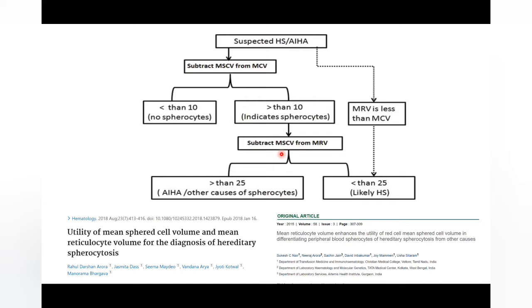Mean sphered cell volume from mean reticulocyte volume, if it is less than 25, then you should think of likely HS.